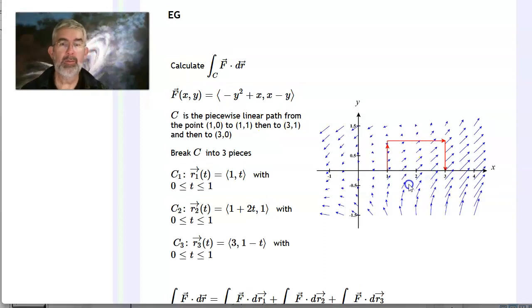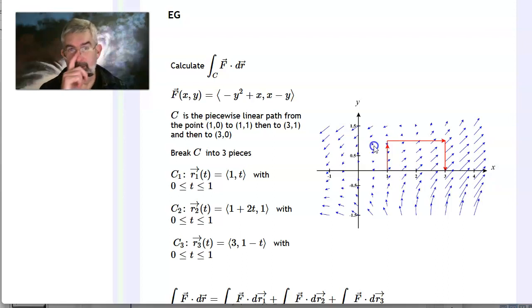So what I'm going to do is break that curve up into 3 pieces. The first piece I'm calling C1, and I'll parameterize it this way: r1(t) = (1, t), with t between 0 and 1. So when t is 0, you're here at our start point. When t is 1, you're there at your end point.